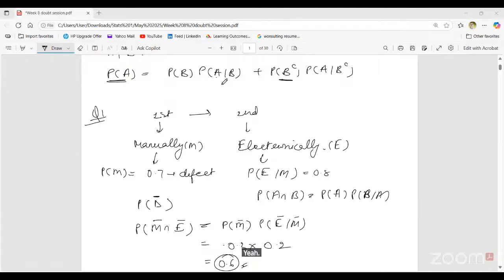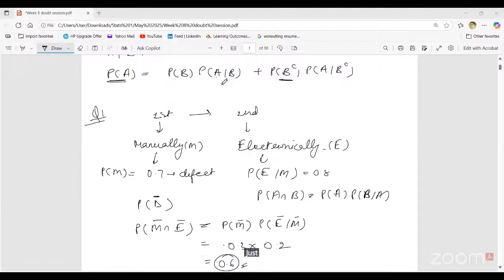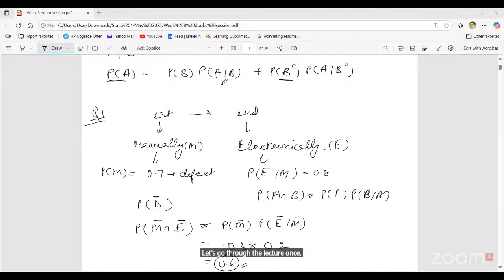Yeah, you can do that, but just read the question carefully and what they are asking. You have to do some more practice. If you're using this approach, you should know what you are doing. So do some more questions, then only you will understand it better. Just go through the lecture once, your previous lecture or mine or ma'am's, and then do the questions, then you will understand it more clearly. Okay, ma'am.